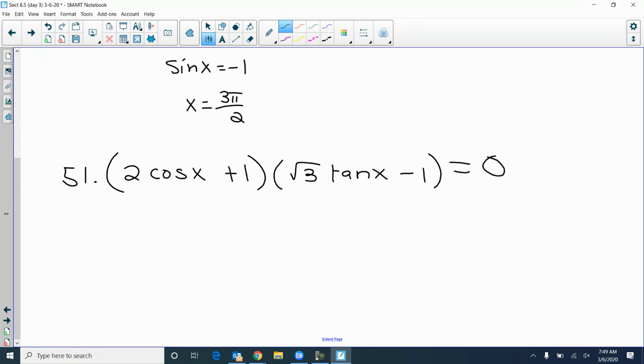Can you do 45? Yes. What is the original? Square root of 3 times the tangent of x minus pi over 6, minus 1, equals 0.